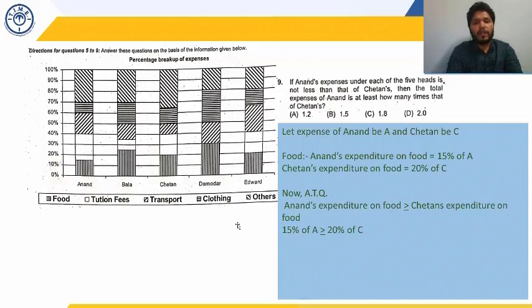Or we can say from here the ratio of A by C has to be greater than or equal to 4 by 3, or 1.33. So we can say A should be greater than or equal to 1.33 times C if Anand's expense on food should be greater than that of Chetan's expense on food. I hope it is clear. Similarly, we have to do it for the others also. So let's try one more. Let's do it for tuition fees also.